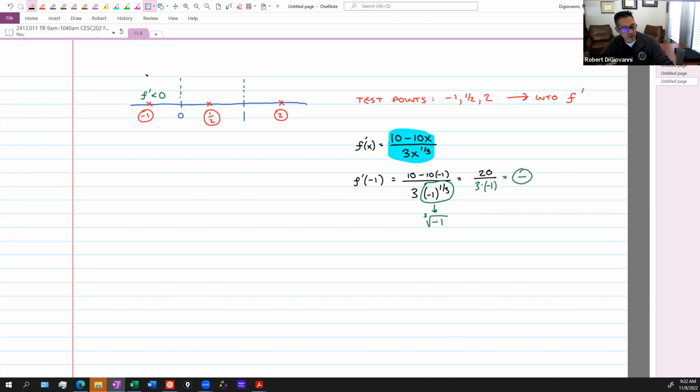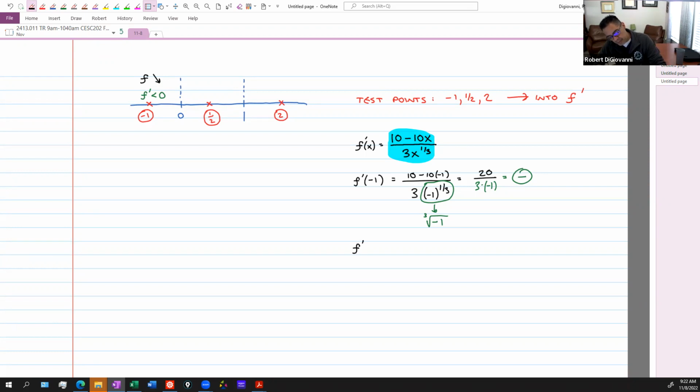Which tells me my original function is doing what over here? Pointing down. Yeah, going down, right? If your derivative is negative, that means your function goes down over here. And now we have to do the same thing for the remaining test points.